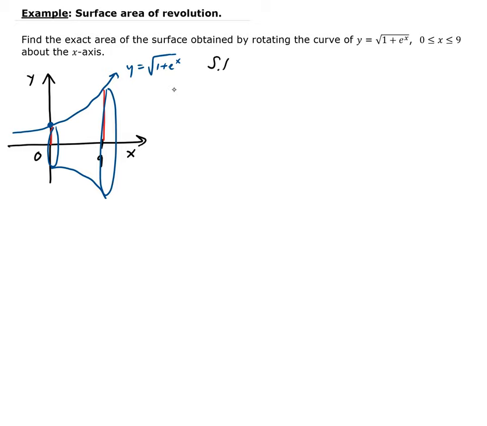Just recall, the surface area is equal to 2 pi times the integral from a to b of the radius, the representative piece for whichever value x, times the square root of 1 plus the derivative of f squared. So r of x is here somewhere, and that's simply the function value. And then we need the derivative of f. So we need to find the derivative of our function. Let's do that down here.